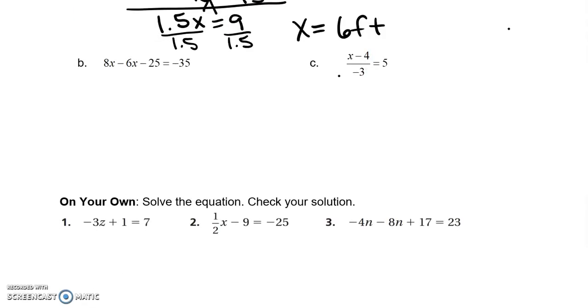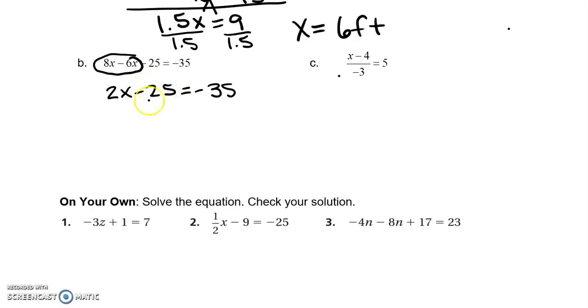On B, I have 8x minus 6x minus 25 equals negative 35. Now, right here, I see 8x minus 6x. I must combine those terms first. So 8x minus 6x is 2x minus 25 equals negative 35. I just copied down the rest.